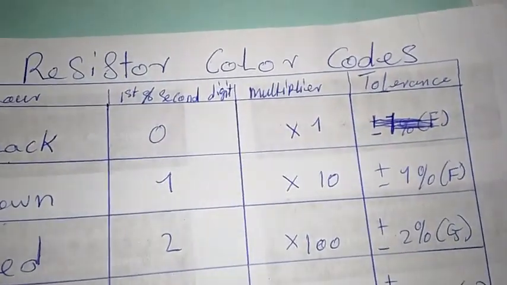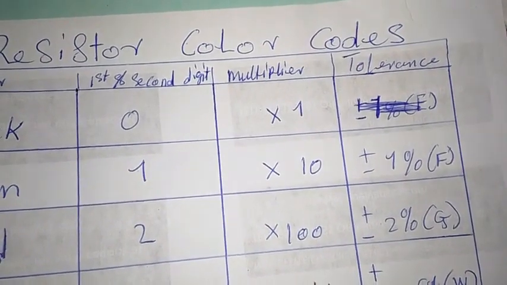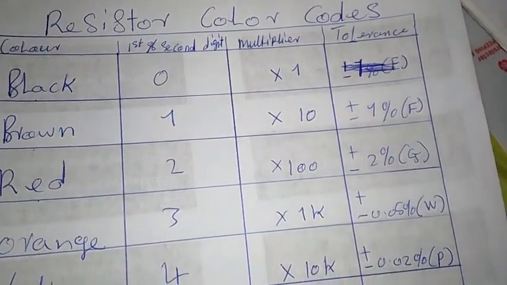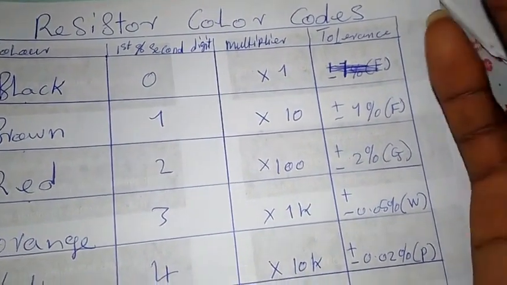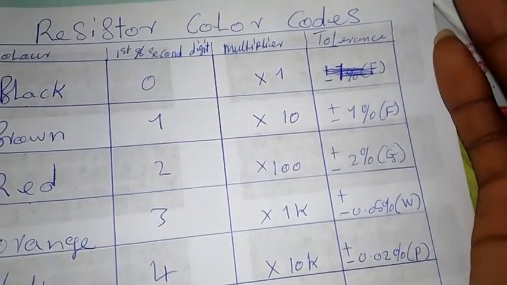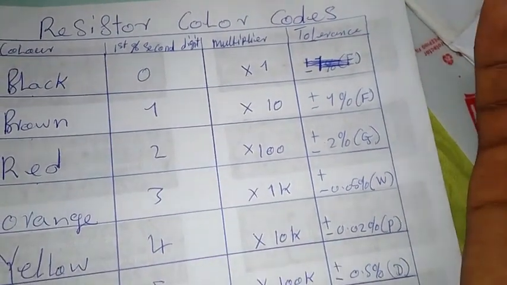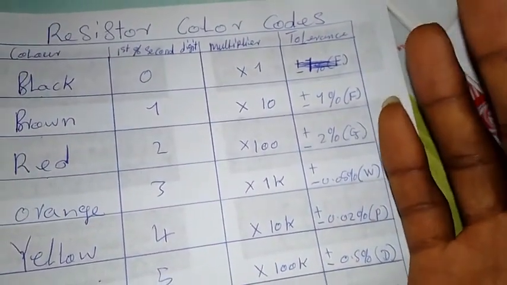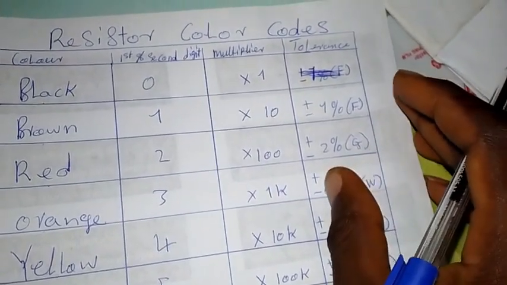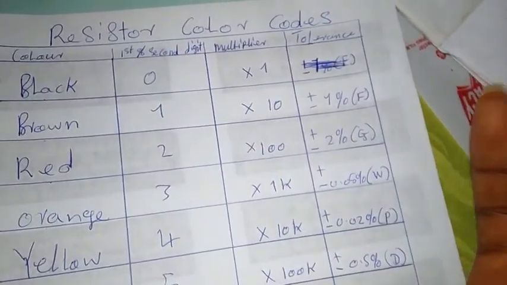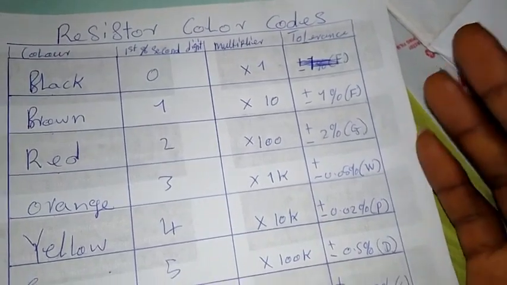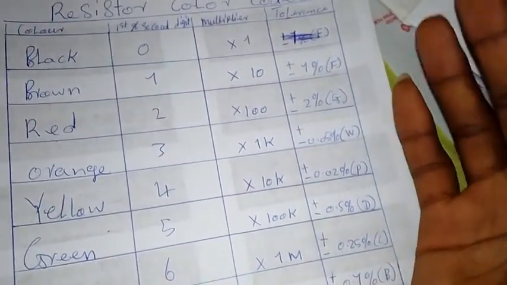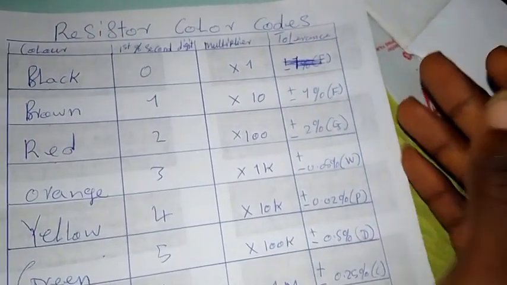Yes, today we'll be talking about resistor color codes: how you can determine the value of a resistor from its colors. Before we go straight to that, we'll first look at the codes assigned to those colors, because when we talk about codes here, we are simply talking about these numbers, these digits assigned to various colors you can see on a resistor.